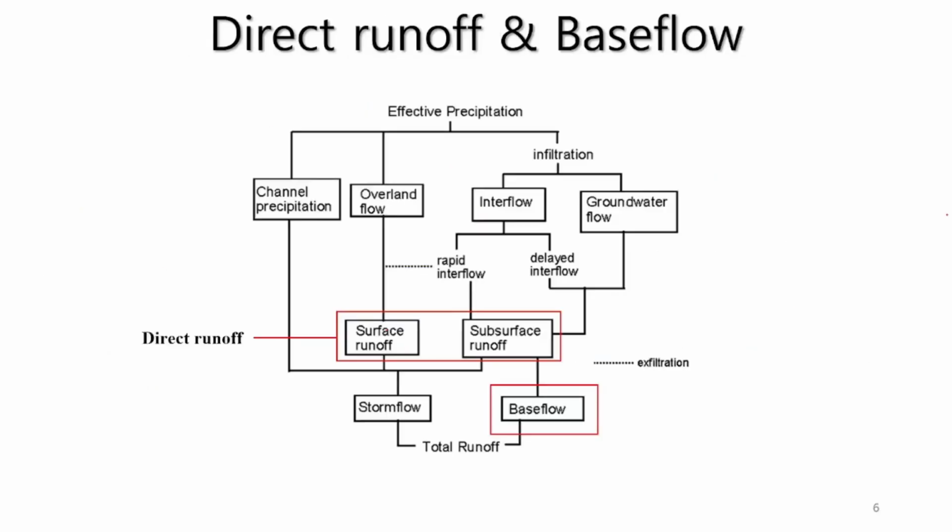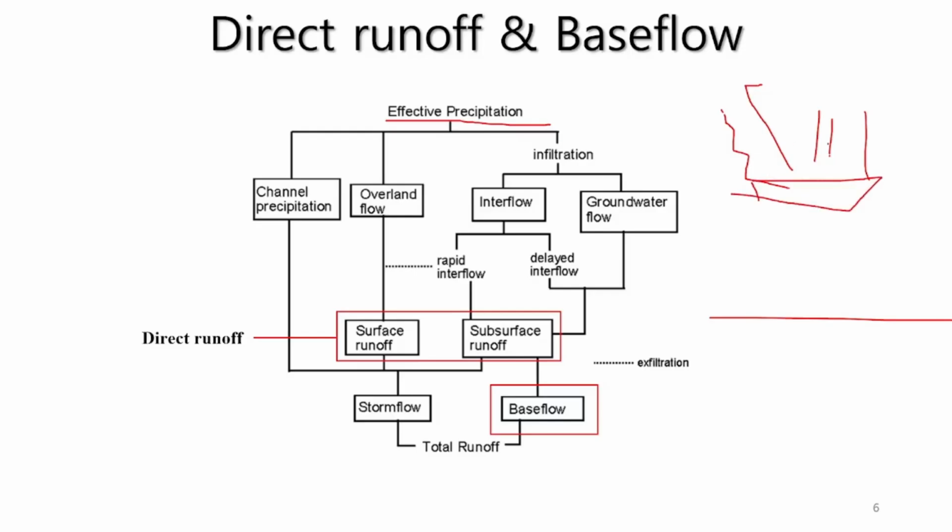We have this graph that you can see, showing what happens to all the precipitation. Effective precipitation is all the precipitation that actually hits the ground. Some of the rain that falls in an area will evaporate right away, and some will not even make it to the ground because a building or some trees block the rain from reaching the ground. So effective precipitation means all the precipitation that actually hits the ground.